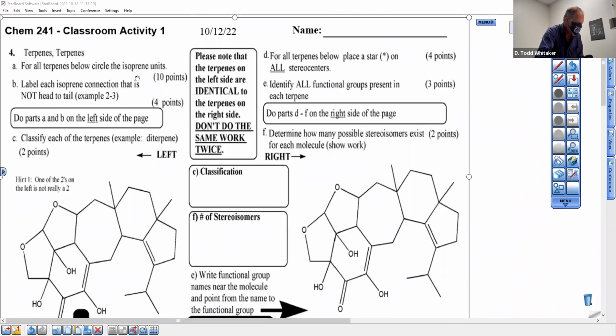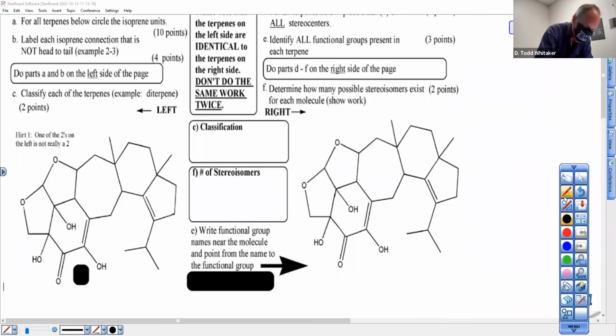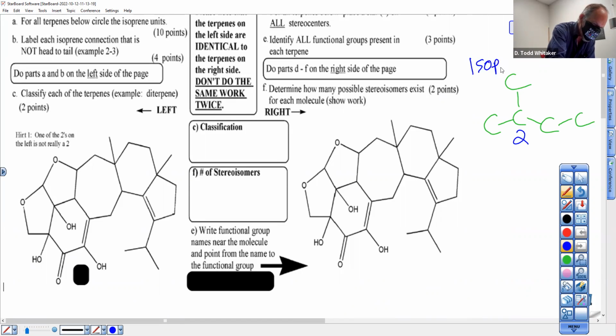So we're supposed to circle the isoprene units. And you do remember, maybe you don't. Isoprene units are just this pattern: C, C, C, C with a C, and there's a 2. Isoprene unit. It's a skeleton. Don't worry about double bonds, single bonds.